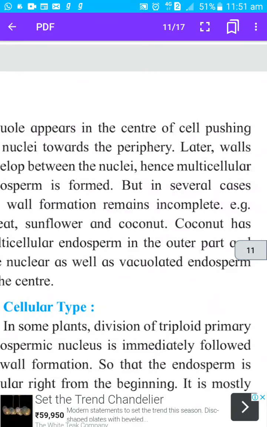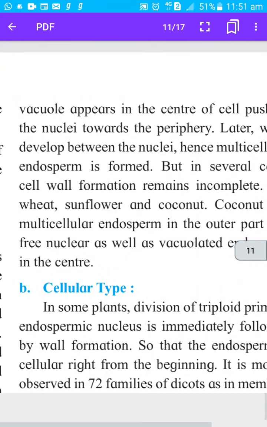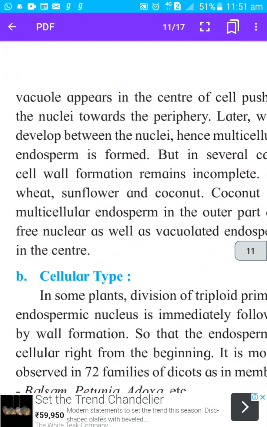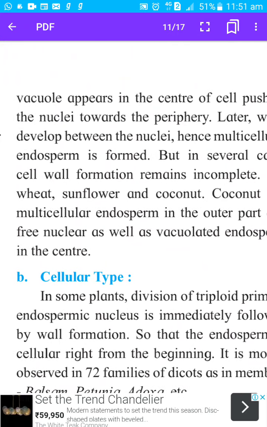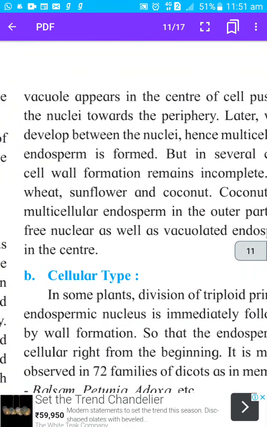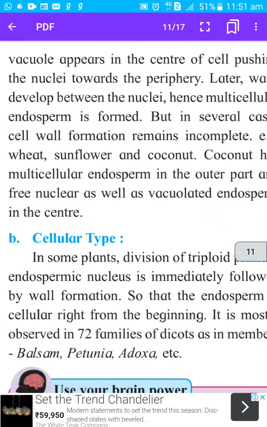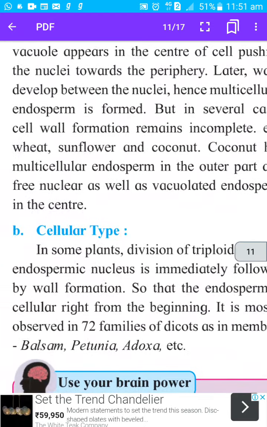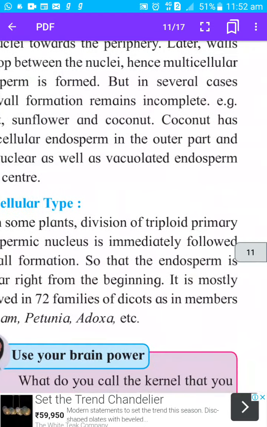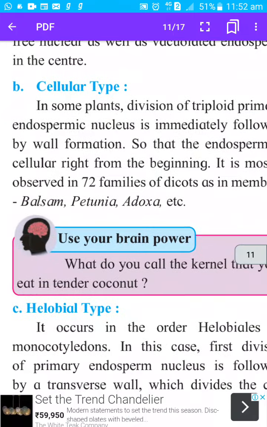A big central vacuole appears in the center of the cell, pushing the nuclei toward the periphery, meaning toward the side of that circle. Later walls develop between the nuclei, hence multicellular endosperm is formed. So many cells are formed, but in several cases cell wall formation remains incomplete. Examples: wheat, sunflower and coconut. Cell wall is not formed around all the nuclei, it is incomplete. Coconut has multicellular endosperm in the outer part and free nuclear as well as vacuolated endosperm in the center.